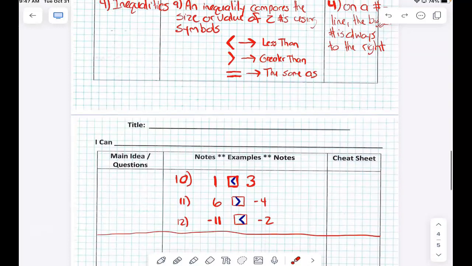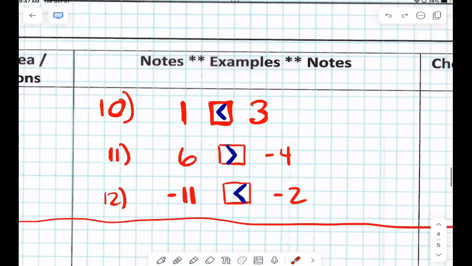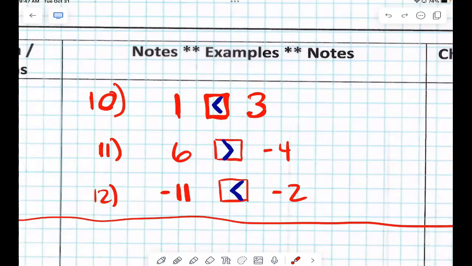Yes. All right, and then look at these 3 inequalities. We're comparing 1 and 3, yes? What's bigger, 1 or 3? 3. So the inequality symbol is always eating the bigger number? What's further right on a number line, 1 or 3? 3. What's bigger, 6 or -4? 6. So the inequality is always eating the bigger number?